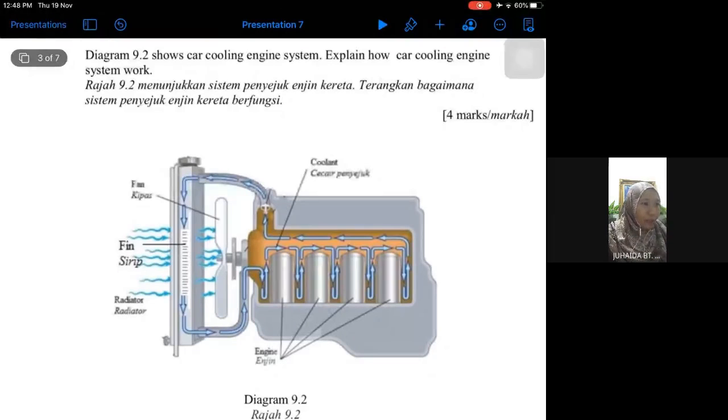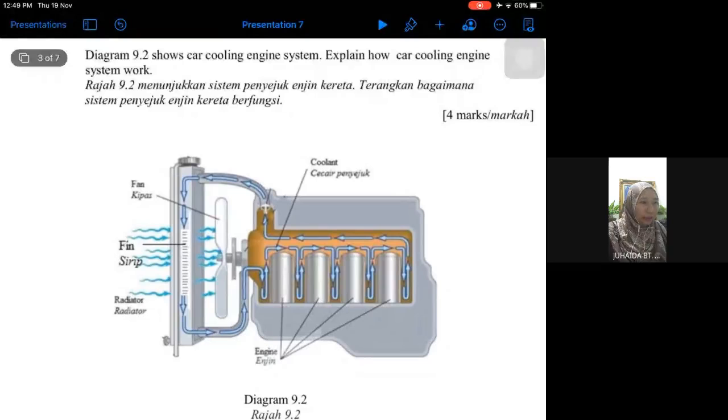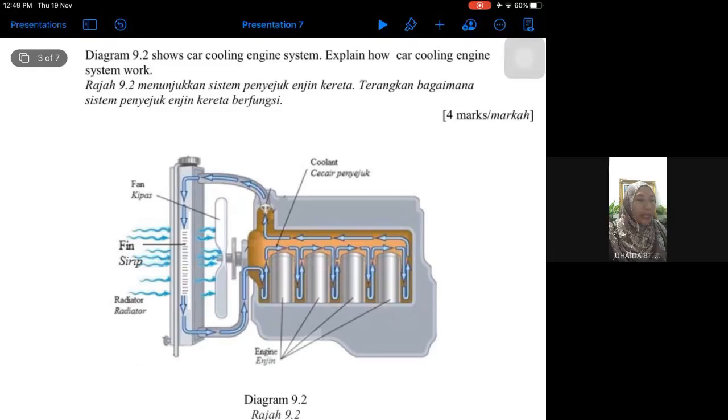So you can see the arrow, the blue arrow in the diagram shows that the water flow. Kan? So cerita sikit Bakish macam mana the water flow into the engine? So haba tadi dibebaskan dengan banyak dalam enjin kereta. So apa berlaku? Air mengalir flow into the engine kan? So the water flow into the engine, apa yang water buat? Water tu akan cool down engine. Yeah, how?